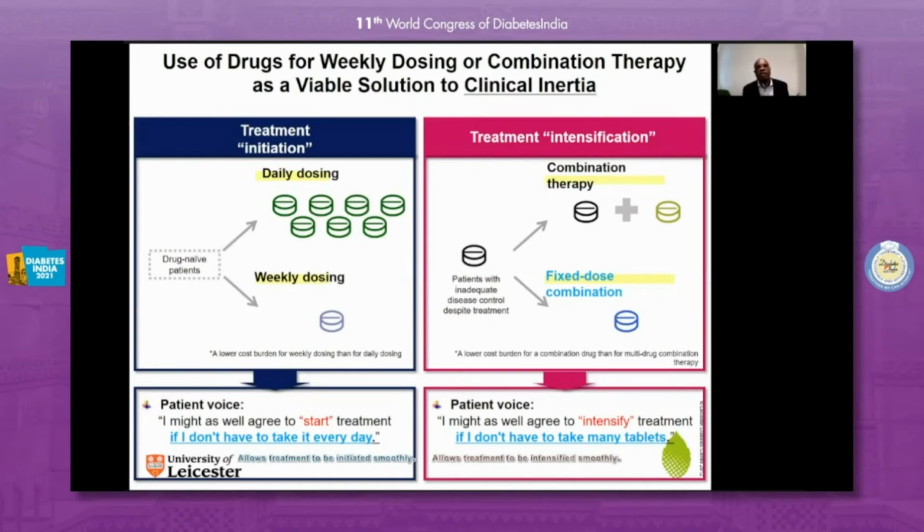Fixed dose combination treatment is not something that is popular in the United Kingdom for all sorts of reasons. But if you've got a tablet that contains two medications at the same time, it makes it easier for you to intensify rather than adding an extra pill. The patient would say something like, well, I might as well agree to intensify treatment if I don't have to take an extra tablet, because that extra tablet is already built into a combined pill. And so it's easier for them to take.